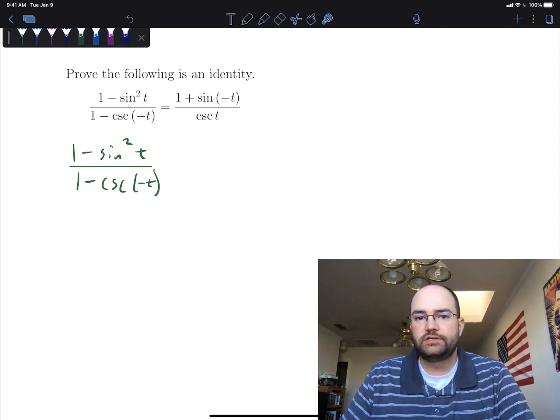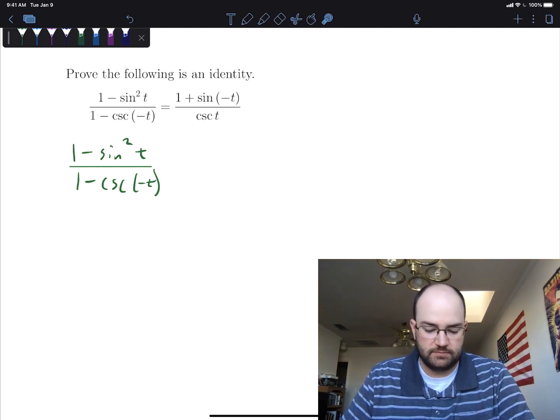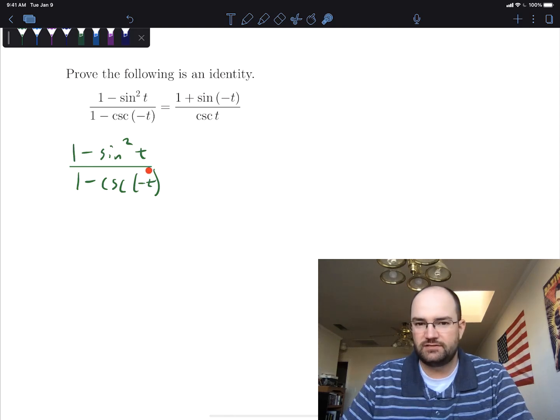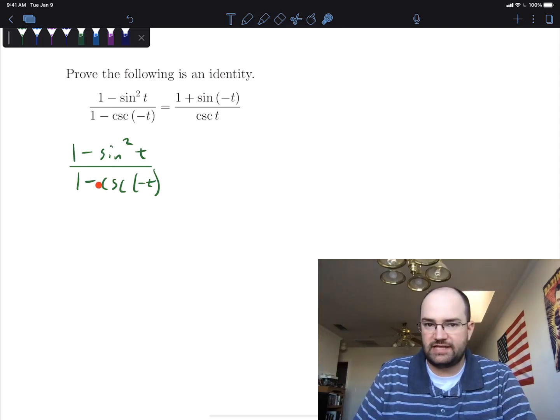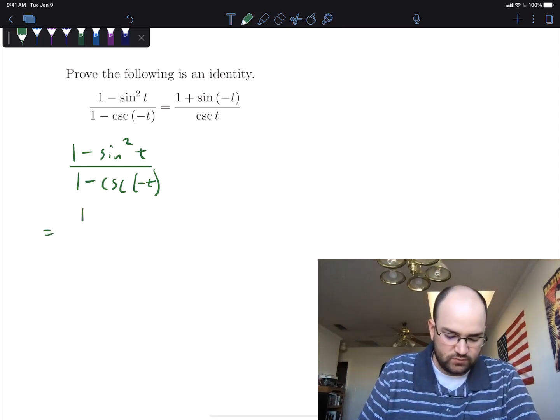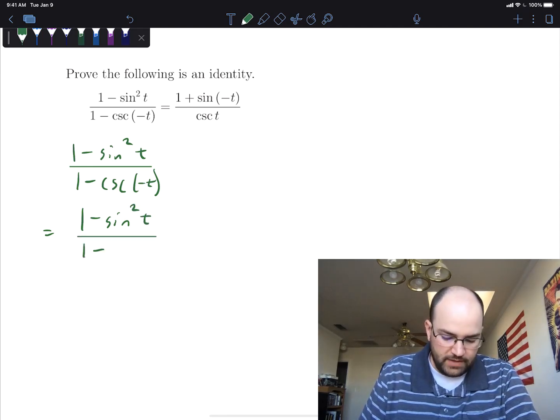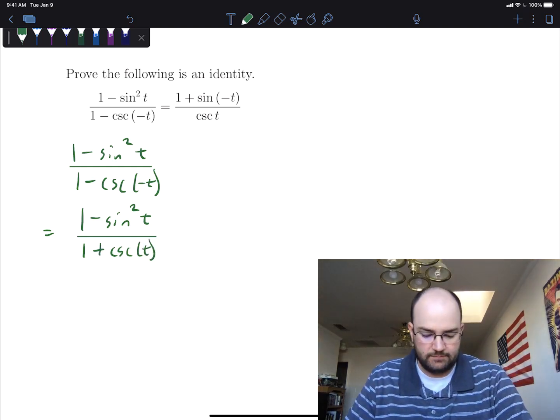Well, here's the thing. We want to start working with making this look like this over here. But to do that, I don't like having negatives in my arguments, at least not to manipulate with. So I'm going to ask, is cosecant even or odd? Well, cosecant is the reciprocal of sine, and sine is odd. Since sine is odd, this negative goes on the outside. So this is the same thing as 1 minus sine squared of t over 1 plus cosecant of t. Good.